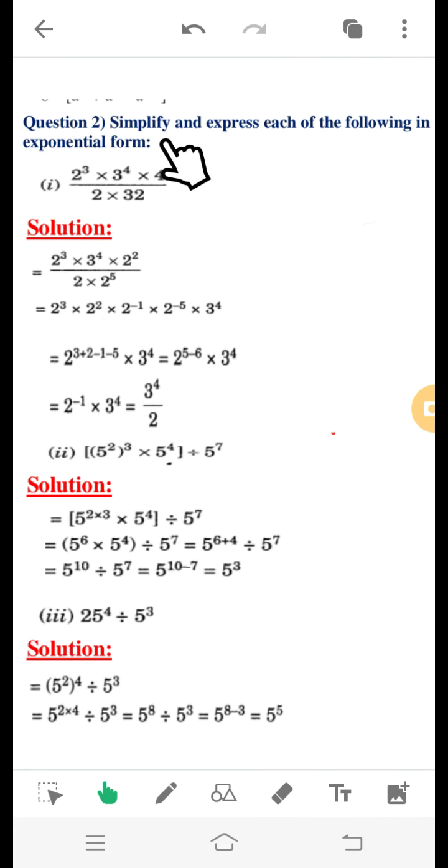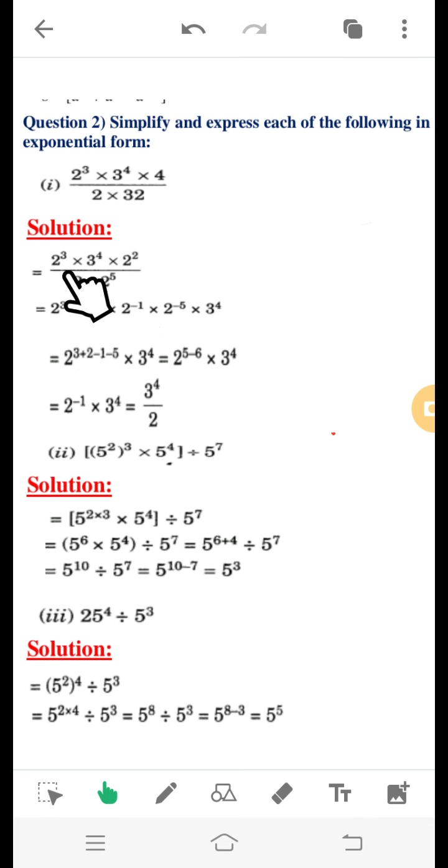Now question 2: simplify and express each of the following in exponential form. First one: 2 raised to 3 multiply 3 raised to 4 multiply 4 divide 2 multiply 32. Now 2 raised to 3 multiply 3 raised to 4, we can write 4 as 2 square. So here 2 square divide 2 multiply, we can write 32 as 2 raised to 5.